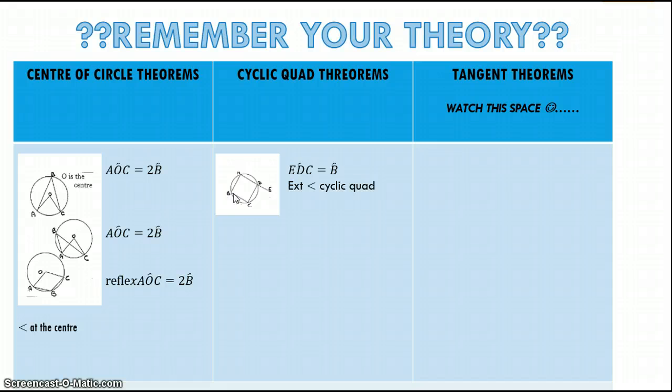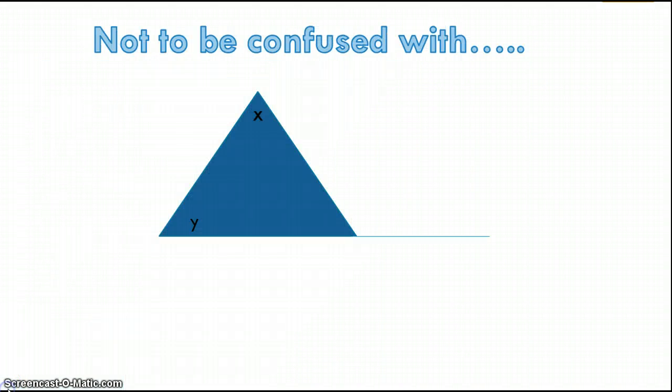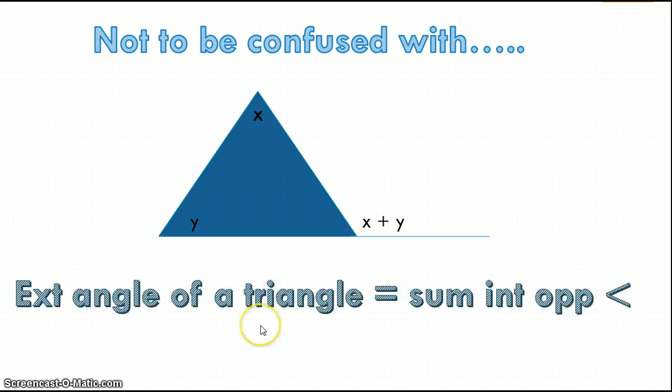We've also met the terminology exterior angle in another place, so let's just make sure that we are clear on the difference between these theorems. And here we have a triangle with an exterior angle being made, and not to be confused with this, our exterior angle is x plus y. Exterior angle of a triangle equals the sum of the interior opposite angles.